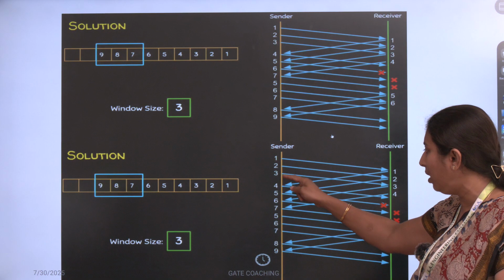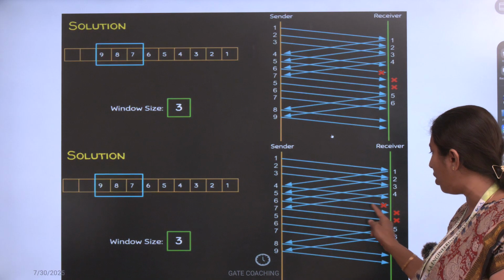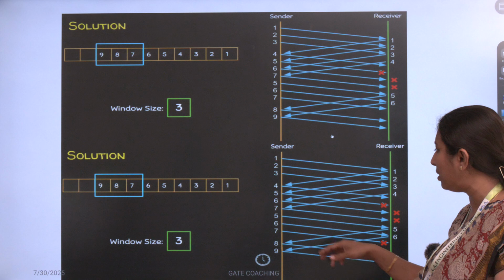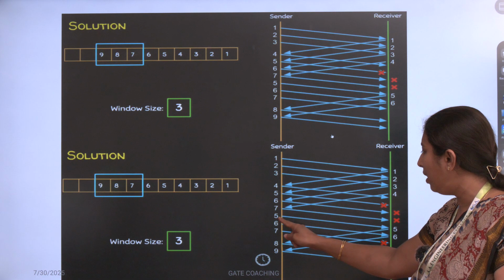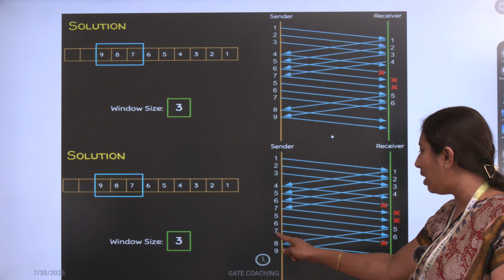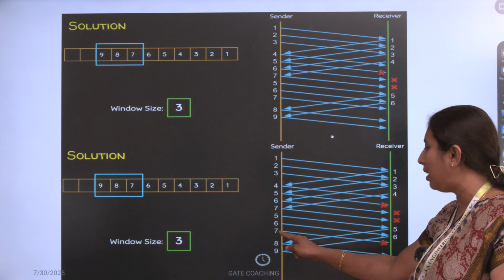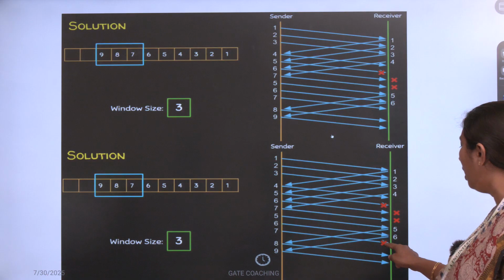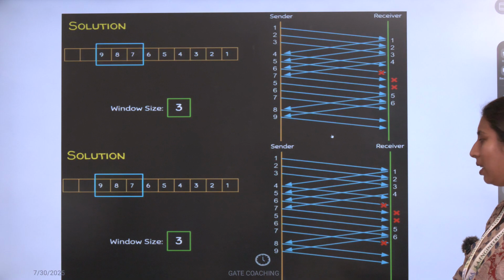So 1, 2, 3, 4, 5. This packet is being lost. So again the packets 5, 6, 7 were retransmitted. So this was 6, 7, 8, 9 and this is our 10th packet. Every fifth packet is being lost. So this is the 10th packet. This packet is being lost, which is given by the sender again.